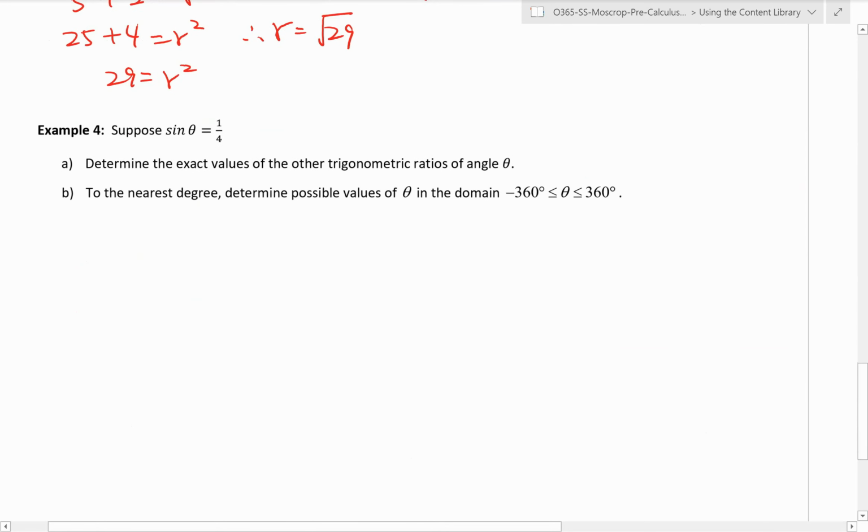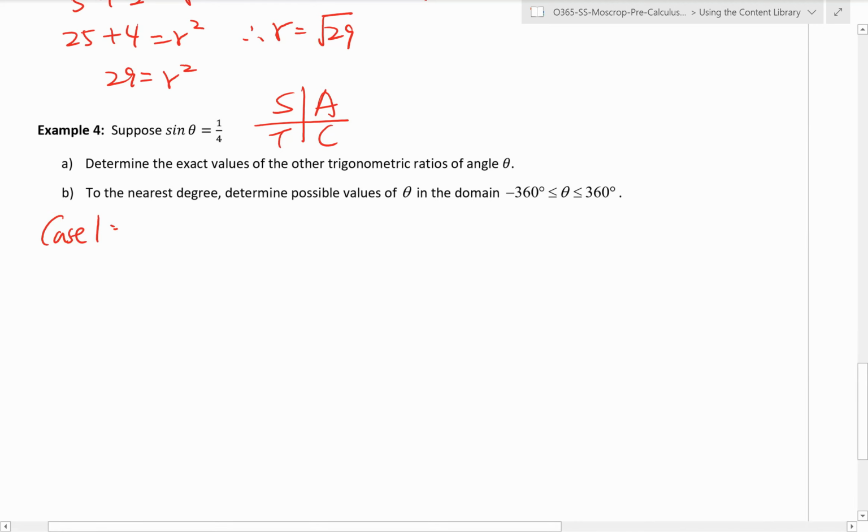Example 4, this is something, well, not really new. You just add one extra step to it, right? It's nothing new here, really. Anyways, part A says determine the exact values for other trig ratios of angle theta. It says suppose sine theta is a quarter. Now, again, based on All Students Take Calculus, sine is positive in quadrants 1 and 2, which means we actually have two cases because it did not tell us which quadrant it's in.